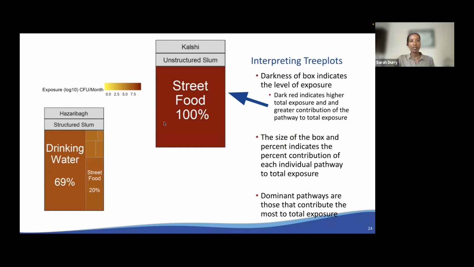The size of the box, so in this case, you can see there are different sizes on the bottom left, and the percent indicates the percent contribution of each individual pathway to total exposure. Dominant pathways, again, are those that contribute the most to total exposure. So for this example up top, you can see that street food alone is the dominant pathway. But in the bottom left, dominant pathways of exposure include both drinking water and street food. So take note of the difference in color as well.